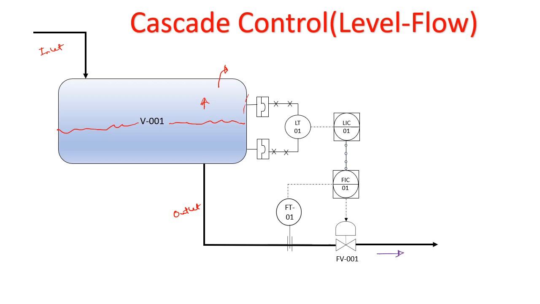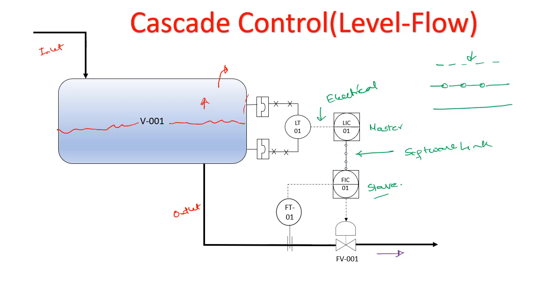Okay. So this is the master controller and this is the slave controller. And this is the software link I was talking about. And these signals are the electrical signals. So if you are still confused about the symbols of different lines, this is the electrical and this is the software signal, and a normal line means it is a process line.